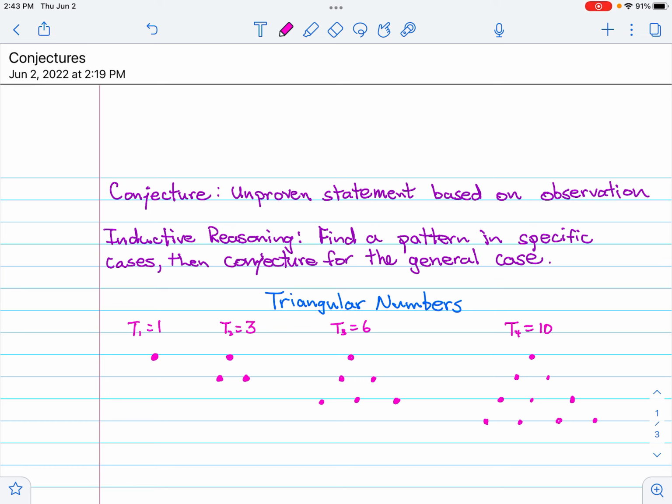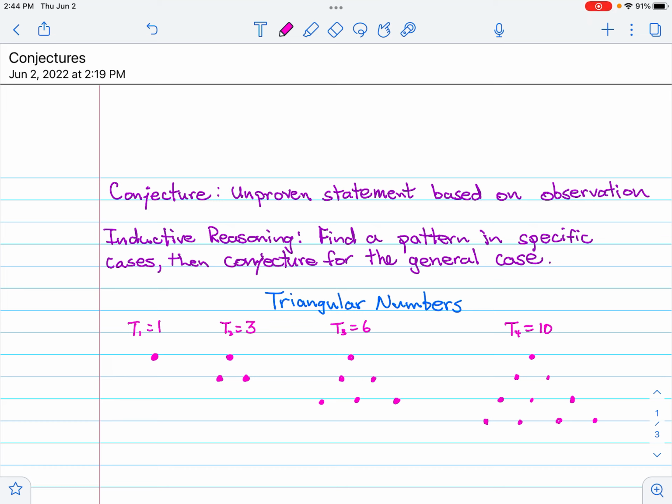So, to start off with just some terminology, we're going to talk about conjectures. A conjecture is an unproven statement based on observation. So you see something and you think, I can make a conjecture about this. For example, if you see someone walking toward a door, you could conjecture, I bet they're going to go out that door. I bet they're leaving. That's a conjecture.